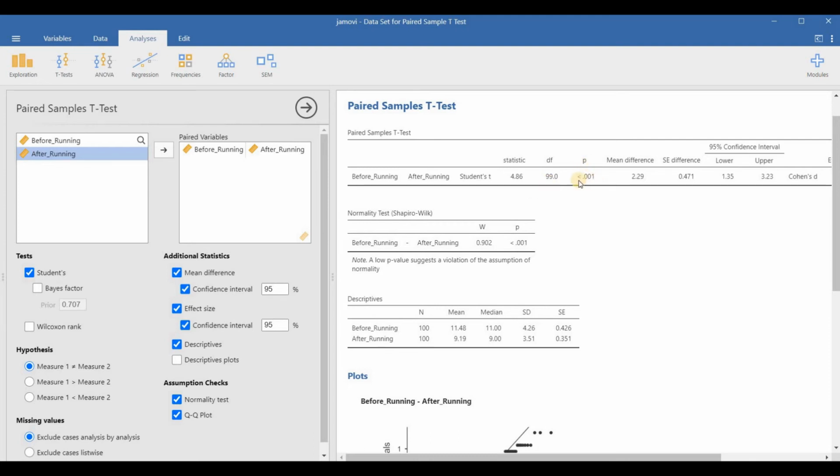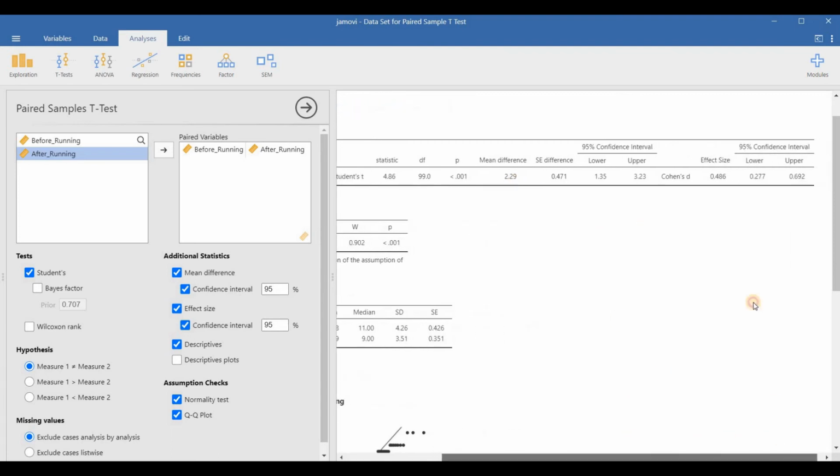The p value here is much less than 0.05. That means the test is significant. And then the mean difference is also there, 2.29. So it means that before running the mean was 11.848, and after running the mean becomes 9.19. So the difference between these two figures is our 2.29.